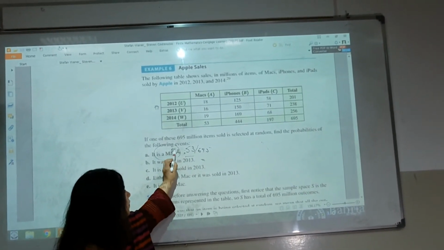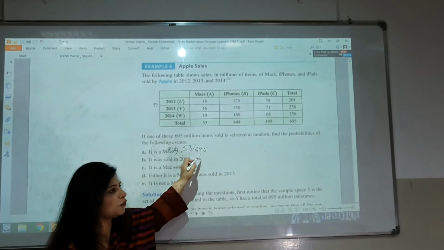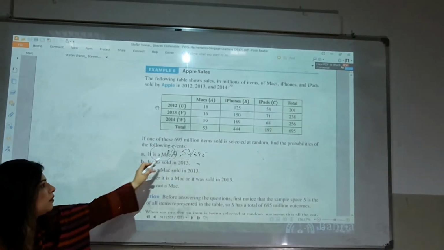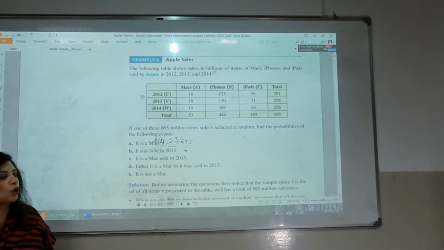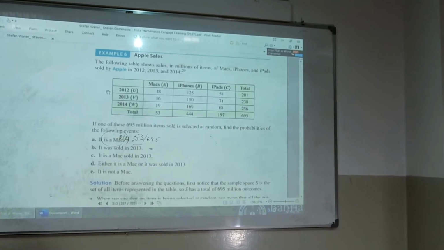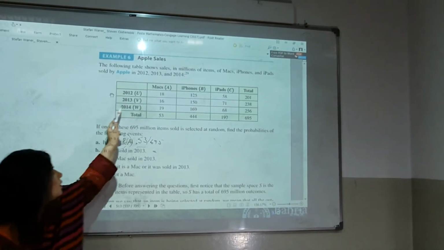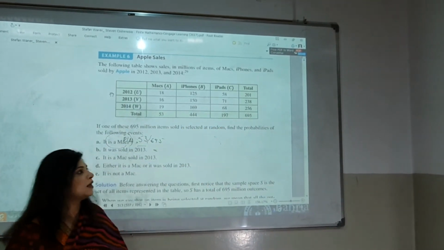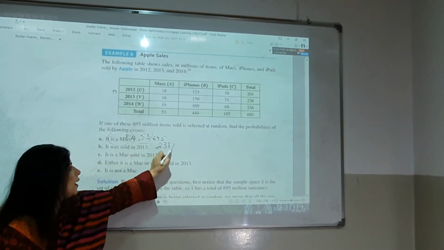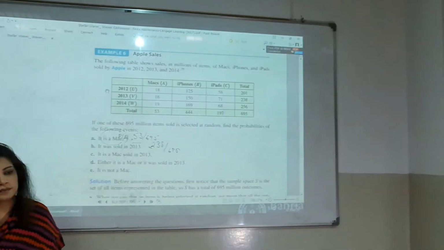This is the probability of event A now, because I have expressed it in terms of total. So now this is going to be over 695. Had I said just event A, it would have been 53. Now, if it was sold in 2013, then what I would be doing is isolating all the values here. So it's going to be 238 by 695.